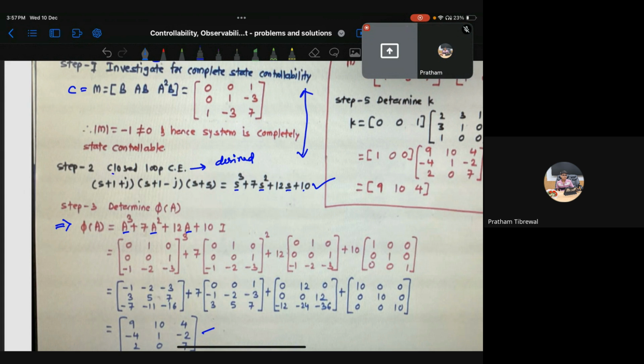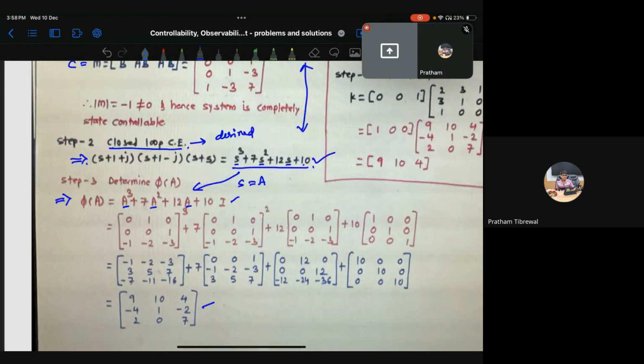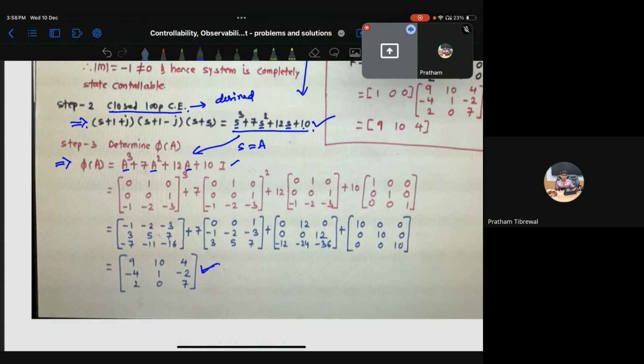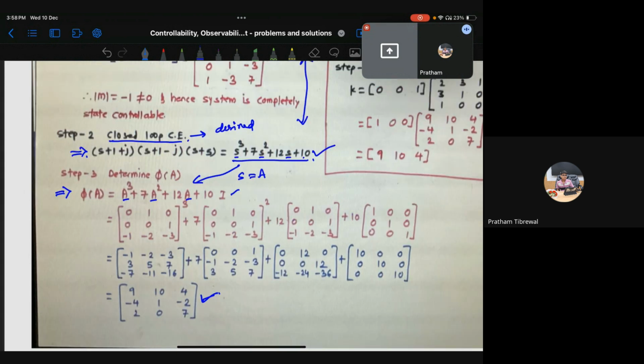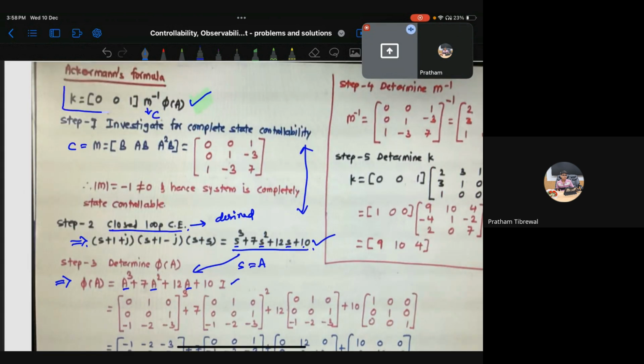Next, with the desired closed loop poles, you find this polynomial. Once you have this polynomial, replace s with A. So you will get A cube plus 7A square plus 12A plus 10I. So you'll be getting phi of A. Is that clear?